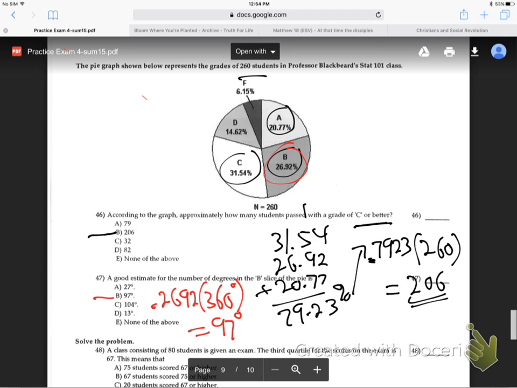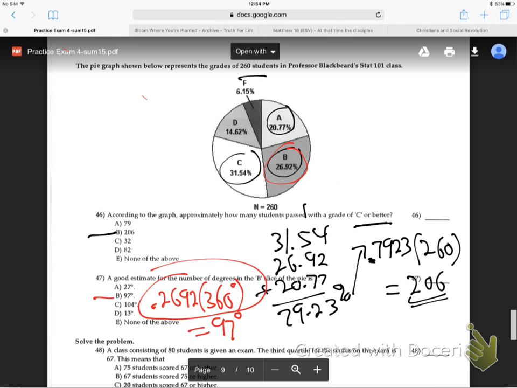degrees. That makes sense? So whenever they ask you about degrees in a pie graph, if that's on the test today, then just multiply by 360 degrees, because that's a full circle. So if B is getting 26% of that, then change it to a decimal, 0.2692 times 360 degrees. So you get that percentage of the full circle. Of means times, right? So B is 26.92% of the full circle times the 360.